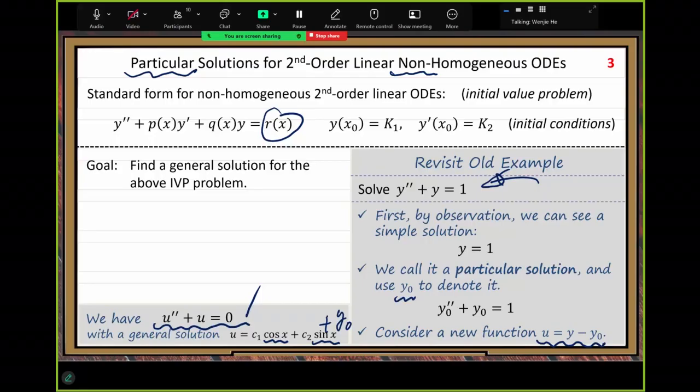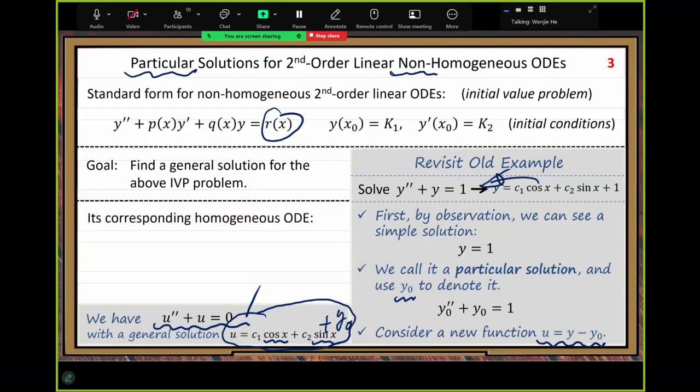But later I will explain more theory, why we can use this way to cover all the general solutions. I will use some new concepts to explain. So here you can see the final solution.